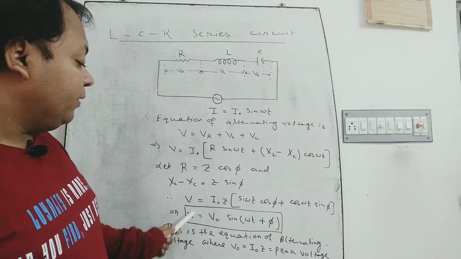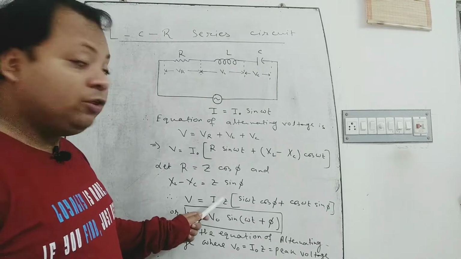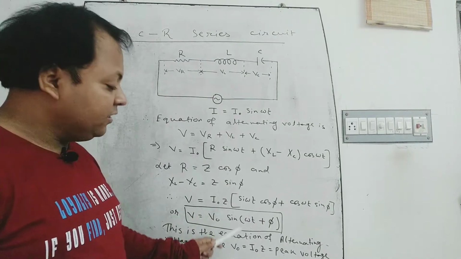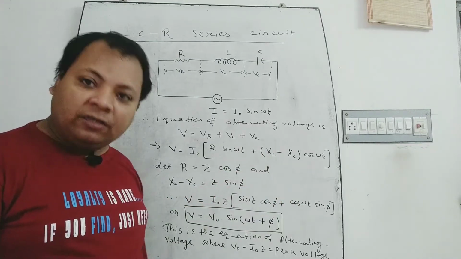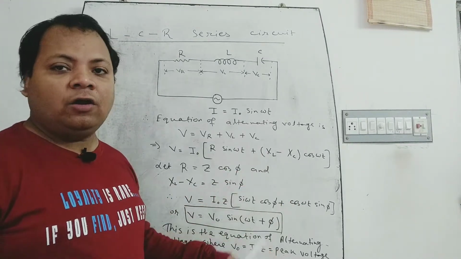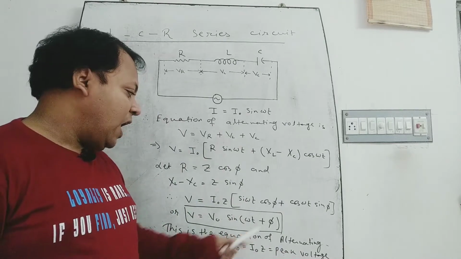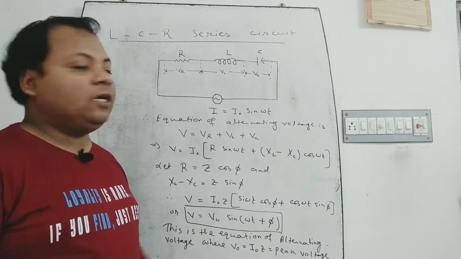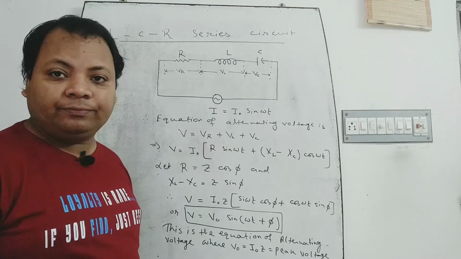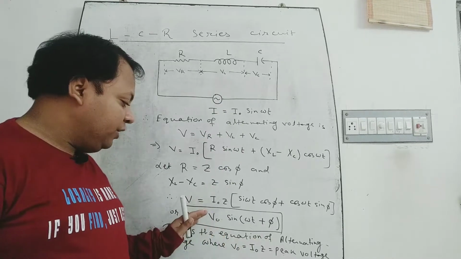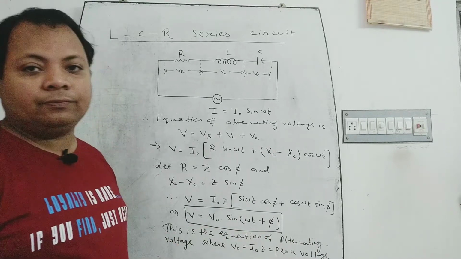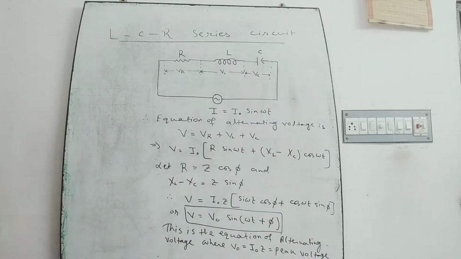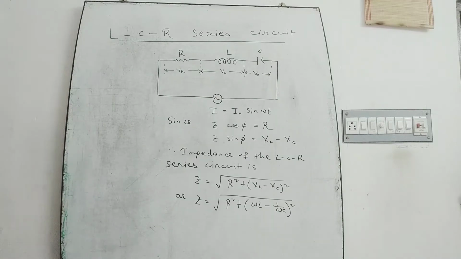This is the equation of voltage or EMF of the circuit. The φ is the phase difference between the current and the voltage. Here voltage leads the current by an angle φ. Here Z is the impedance of the circuit. The unit of Z is ohm.